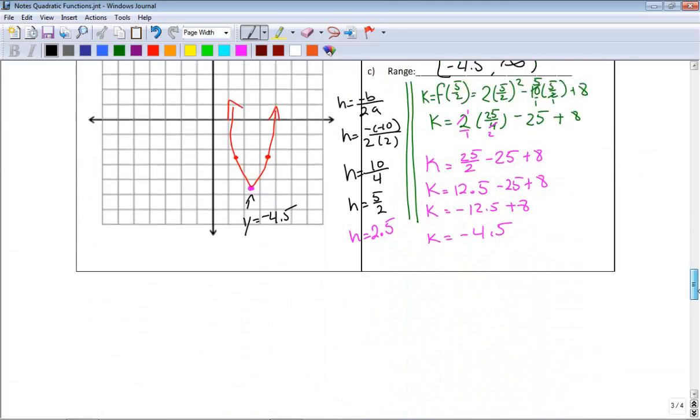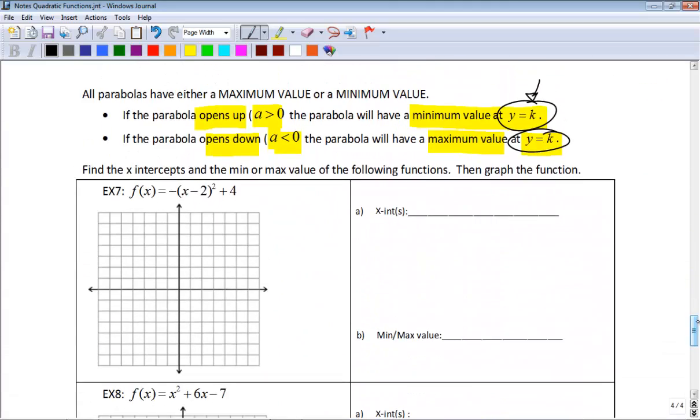All right, well, let's do some examples where we're finding mins and maxes. So the next 3 problems are asking us to find the x-intercepts and the min and max value of the following functions and to graph it. Well, how do you find x-intercepts? Well, again, you find x-intercepts the exact same way we found them with transformations of functions. You set the function equal to 0 and you solve it for x.